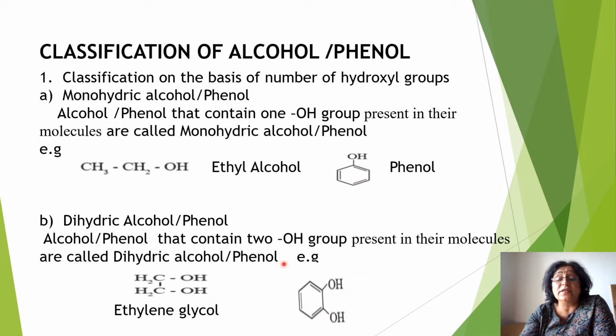Then dihydric alcohol or phenol. Alcohol or phenol that contains two OH groups in its molecule is called dihydric alcohol or phenol. For example, ethylene glycol. In ethylene glycol, you see two OH groups are attached to adjacent carbon atoms, and in dihydric phenol, two OH groups are attached to the benzene ring.